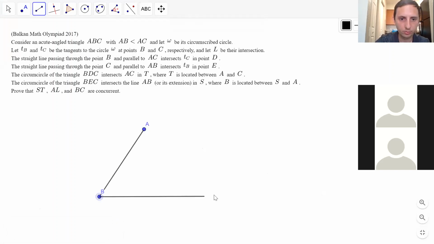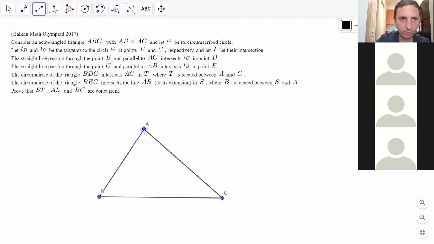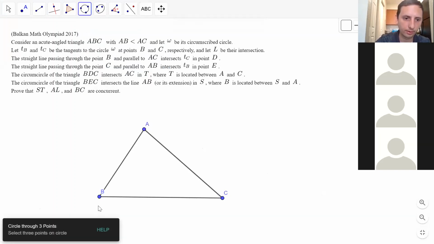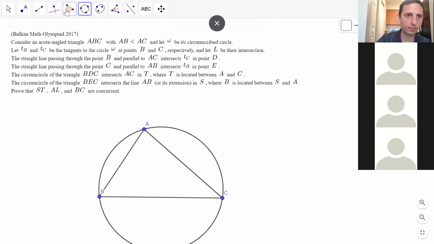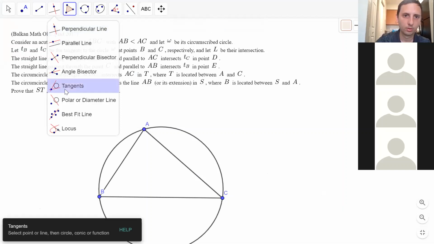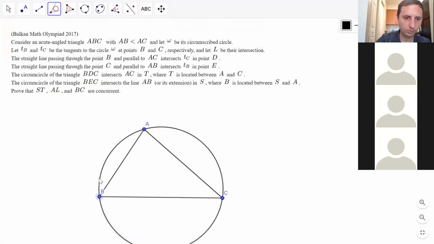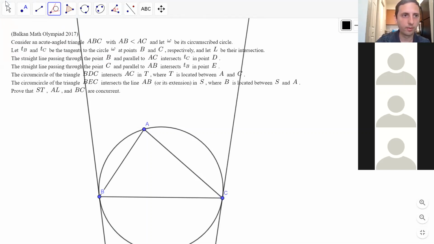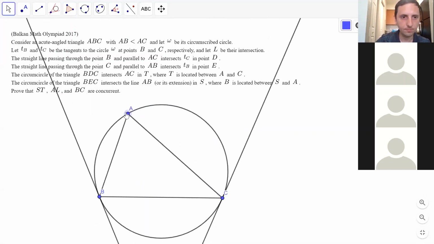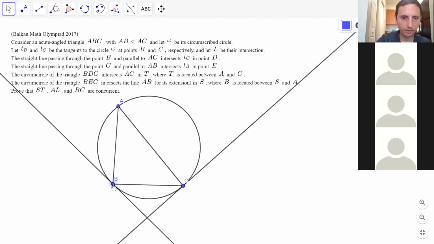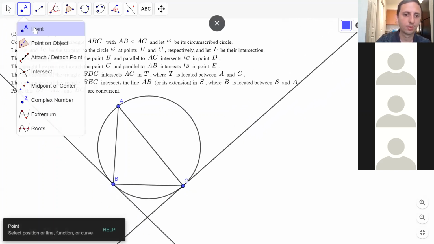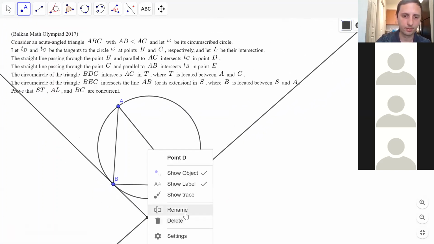So we have an acute triangle, and we're going to want to draw the circumcircle and then the tangents at B and C. So it's like a symmedian type configuration, very common in a lot of problems. So here are the tangents, and they intersect at a point L. And AL is obviously a symmedian, or by the symmedian theorem.